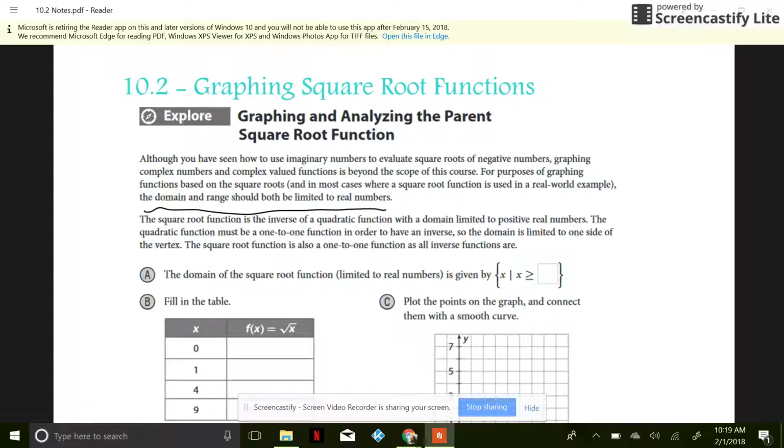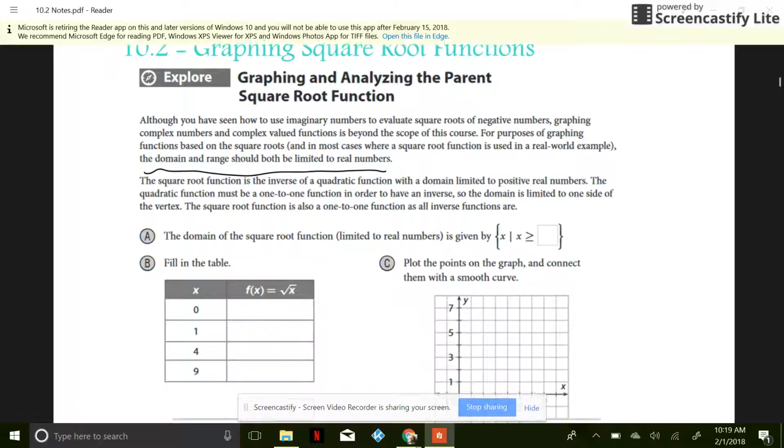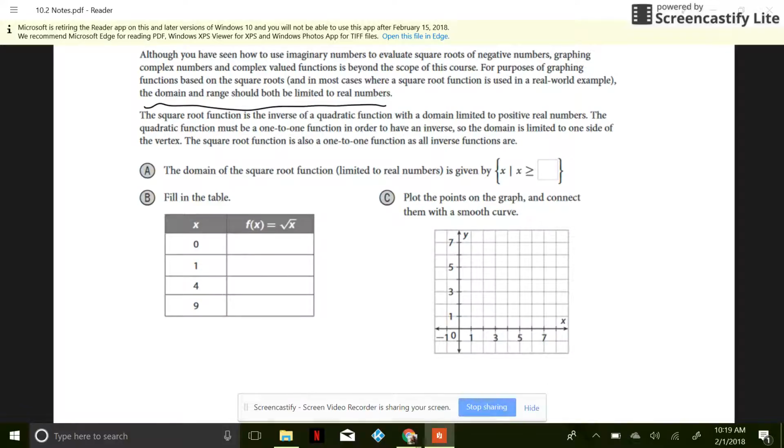The square root function is the inverse of a quadratic function with a domain limited to positive real numbers. The quadratic function must be a one-to-one function in order to have an inverse, so the domain is limited to one side of the vertex. The square root function is also a one-to-one function, as all inverse functions are. So the first thing we have to do is restrict our domain. We want the domain of the square root function limited to positive real numbers, so we have to make sure that x is greater than or equal to 0.